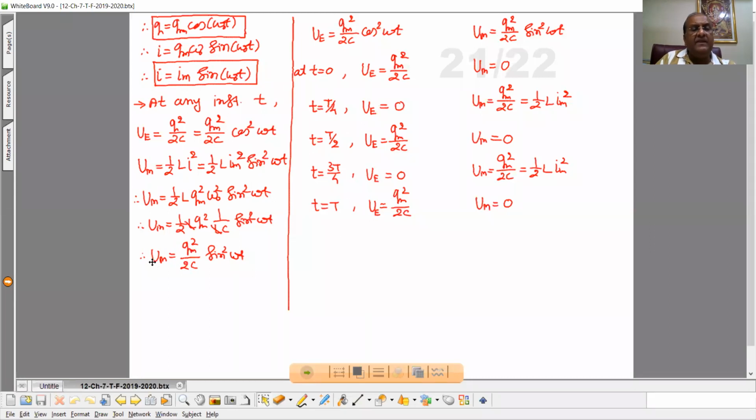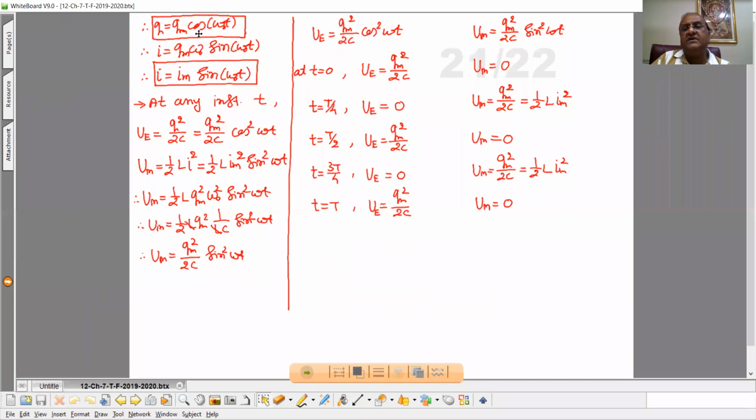So we will get energy in the form of magnetic field, that is q m square by 2C sine square omega t. So resultantly we are getting energy in the form of electric field, q m square by 2C cos square omega t, and in the form of magnetic field, q m square by 2C sine square omega t. Clear?